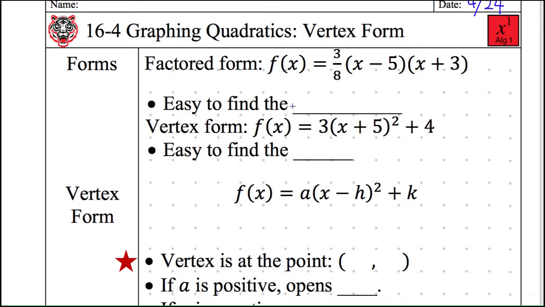So here are your possible choices. It's really easy to find the y-intercepts. It's really easy to find the x-intercepts. It's really easy to find the vertex. Those are the basic three. One of those three. Take a guess. Vertex? If it's not vertex form, it's probably not going to be vertex, but good guess.